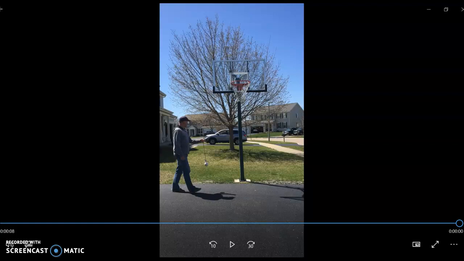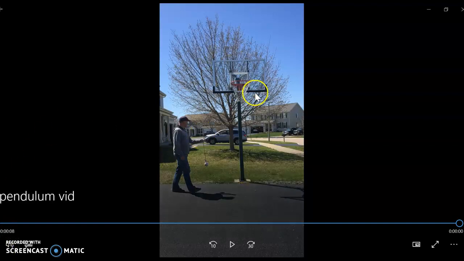Hello, everyone. We're going to look again today at the transformation of energy from gravitational potential energy into kinetic energy. This time we're looking at a pendulum. I created a pendulum by using a softball that I drilled a hole through and tied a rope to, and I tied it to the top of my basket right up here.